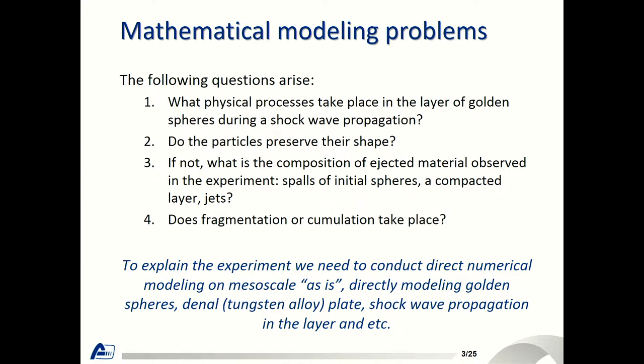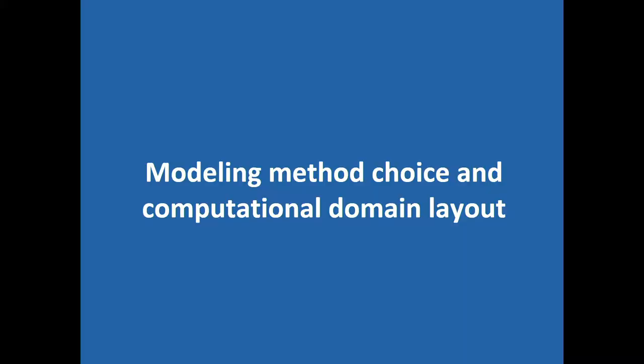So we need to solve the following problems. What physical processes take place in the layer of golden spheres during shockwave propagation? Do the particles preserve their shape, or if they do not, then what's the composition of ejected material? And does cumulation or fragmentation take place? To answer all these questions, we need to conduct direct numerical modeling on mesoscale. So we directly model golden spheres, Dennel plate, shockwave propagation in the layer, and so on.